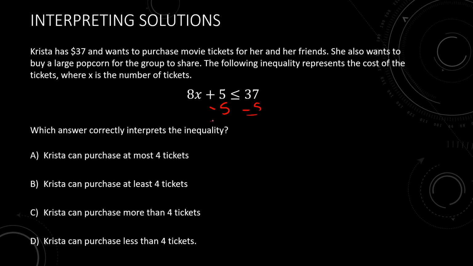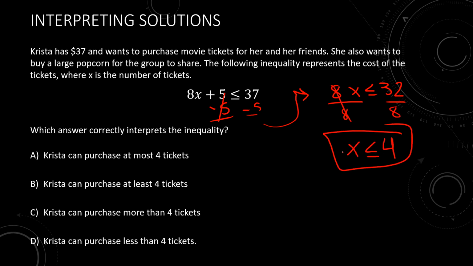Subtract 5 on both sides. I'm going to write this over here. I have 8x is less than or equal to 32. If I divide both sides by 8, x is going to be less than or equal to 4. So that means that Krista can purchase less than or equal to 4, right? So we need to figure out which one of these answer choices matches that description.